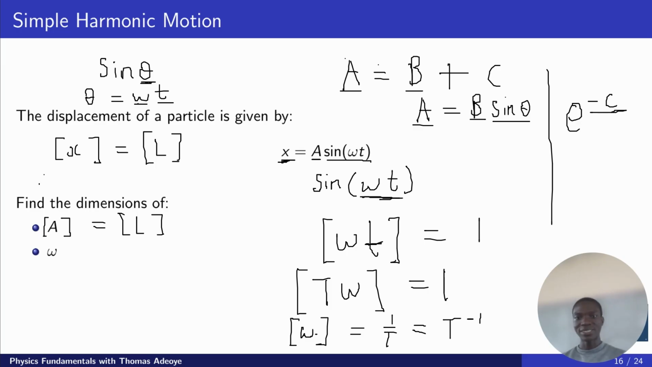But what is t? t is time, its dimension is T. Then if we make omega the subject of the formula, we get its dimension to be T raised to power minus 1. And if you put it back here, T raised to power minus 1 and T will be T raised to power minus 1 plus 1. That gives T raised to power 0. And what is T raised to power 0? 1. Alright, so let's move on to the next question.